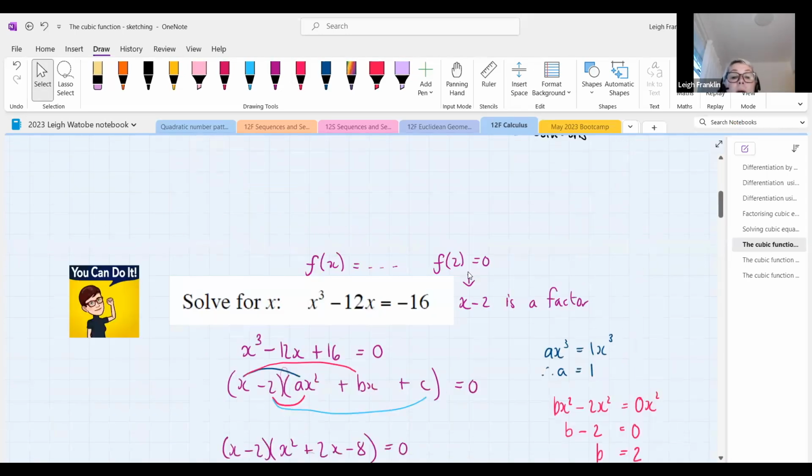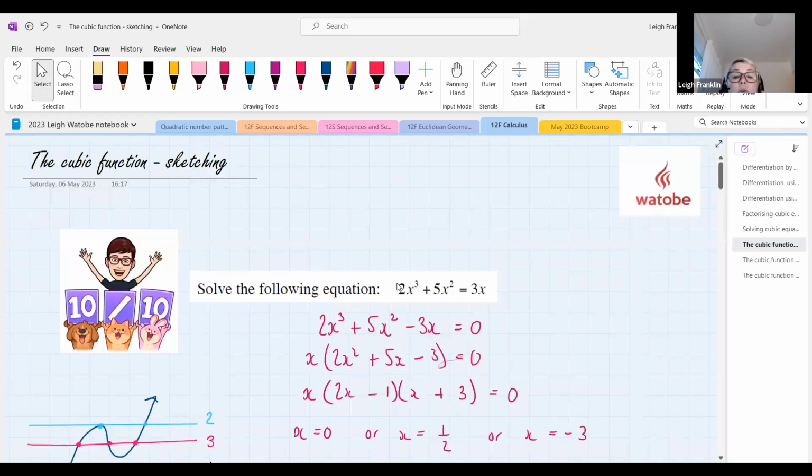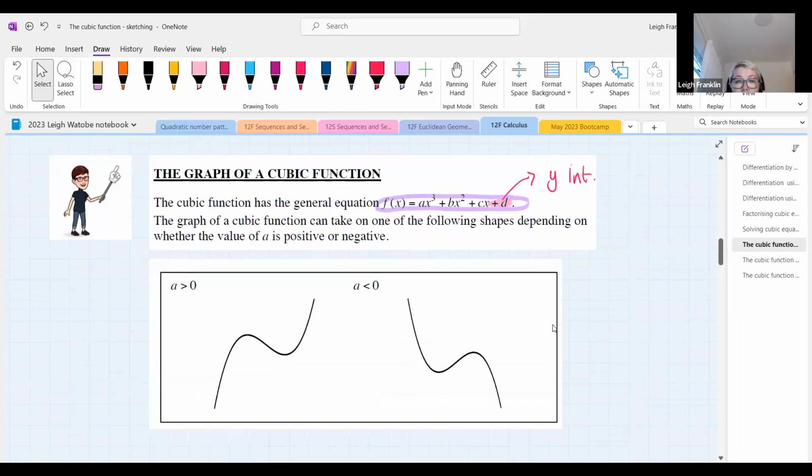If you have got a constant, that is the y-intercept of the function. So if we go back up here, the y-intercept of this particular function would be 16. If we have a look at this equation that we solved, there is no d value. There is no constant term. So that means that the y-intercept is at the origin. That's the first thing.